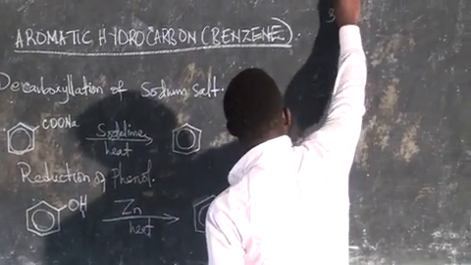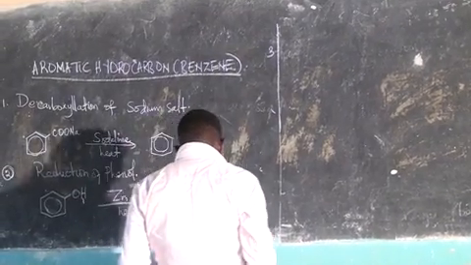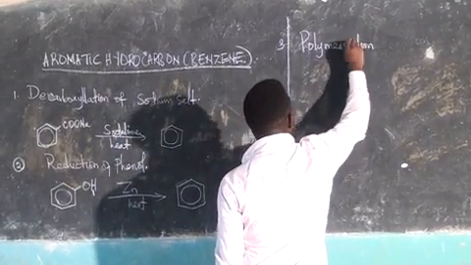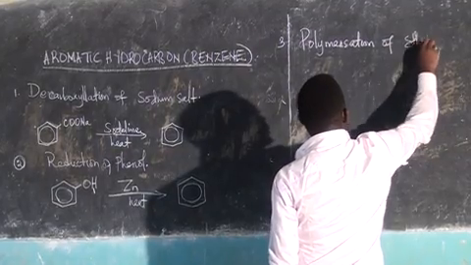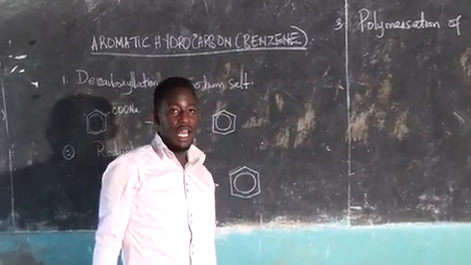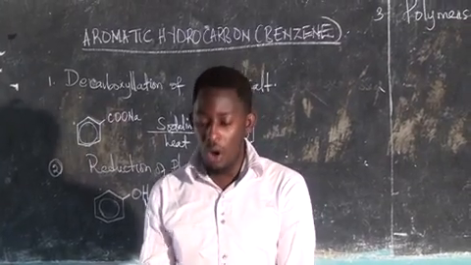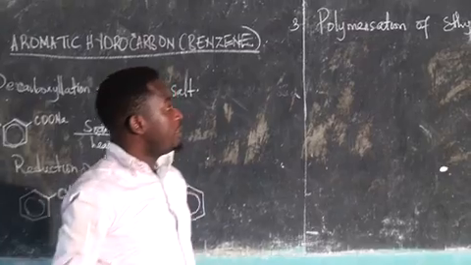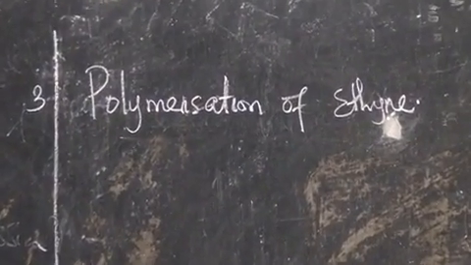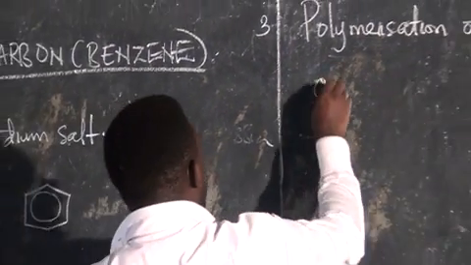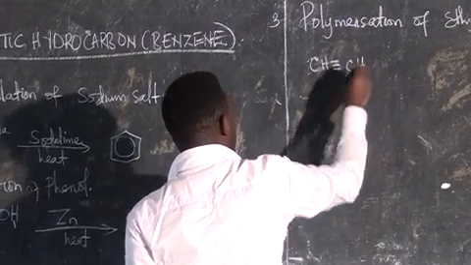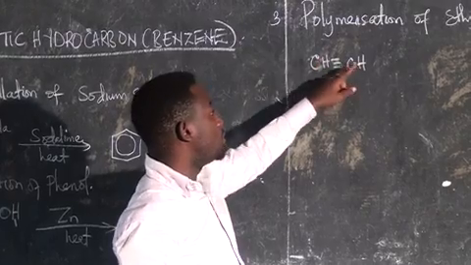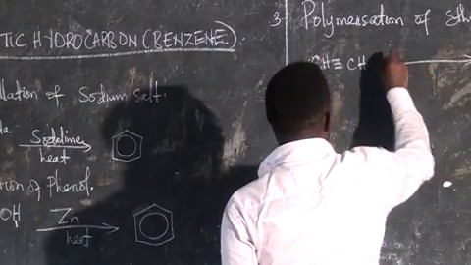Let's look at our third method of preparation of benzene. We can talk about polymerization. Our third one is polymerization of ethyne. Here we must use an organonickel catalyst, in the presence of a temperature of about 60 to 70 degrees Celsius. So we have CH triple bond CH, where some can write the H behind, because the triple bond is essentially between carbon and carbon.